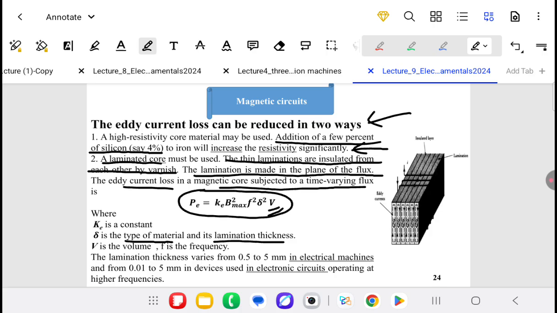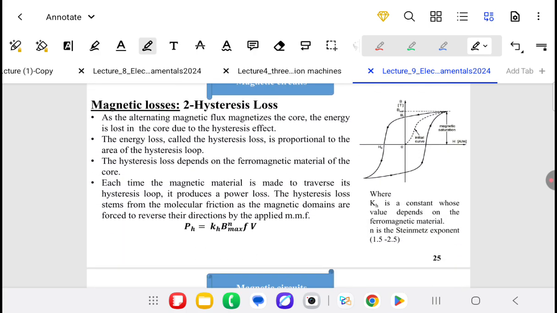The lamination thickness varies from 0.5 to 5 mm in electric machines and from 0.01 to 5 millimeters in devices used in electronic circuits operating at high frequencies, where high frequencies produce a higher value of eddy current loss, as shown in this equation, as it is related to the square of the frequency.